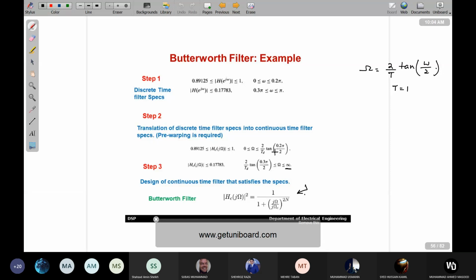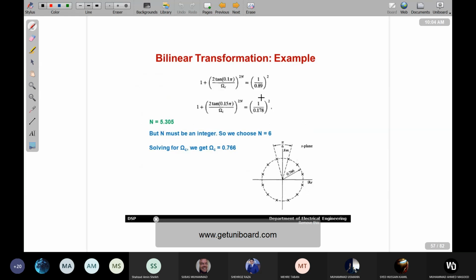2 tangent 0.1 pi, because we are assuming that t is equal to 1. So that has been put in this equation. So two equations, two unknowns, 0.89 and 0.178. So as a result of that, you have ended up with n is equal to 5.30, but you cannot make n is equal to 5.30 because it should be a whole number. So you keep n is equal to 6.